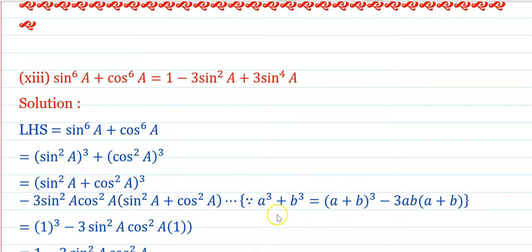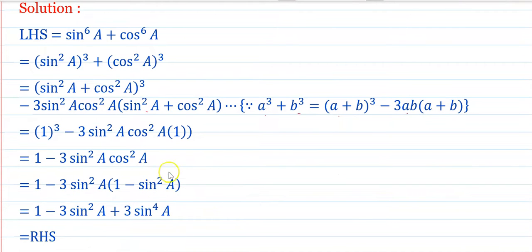And again by using the formula, what is that? a cube plus b cube can be written as a plus b bracket cube minus 3 times ab in bracket a plus b. Similarly here, sin square a bracket cube plus cos square a bracket cube can be written as sin square a plus cos square a bracket cube minus 3 times sin square a into cos square a in bracket sin square a plus cos square a. Okay. Now sin square a plus cos square a is 1, whose cube is 1 here. Minus 3 sin square a into cos square a. Sin square a plus cos square a is also 1. Okay. 1 minus 3 sin square a into cos square a.